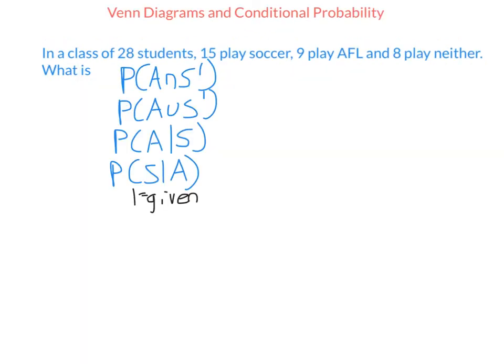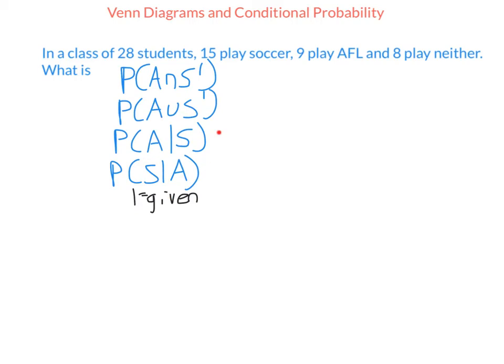So let's look at this question here. Class of 28 students, 15 play soccer, 9 play AFL, and 8 play neither. So we're going to find the probability someone plays AFL and doesn't play soccer, AFL or does not play soccer, and this symbol here means given. The probability they play AFL given that they play soccer, the probability that they play soccer given AFL.